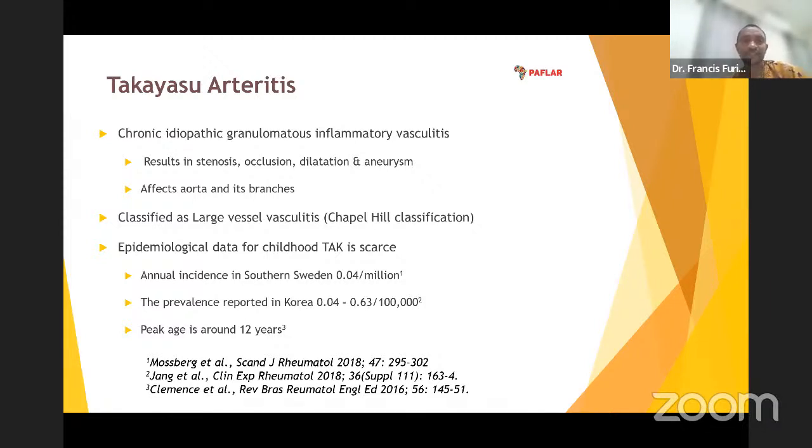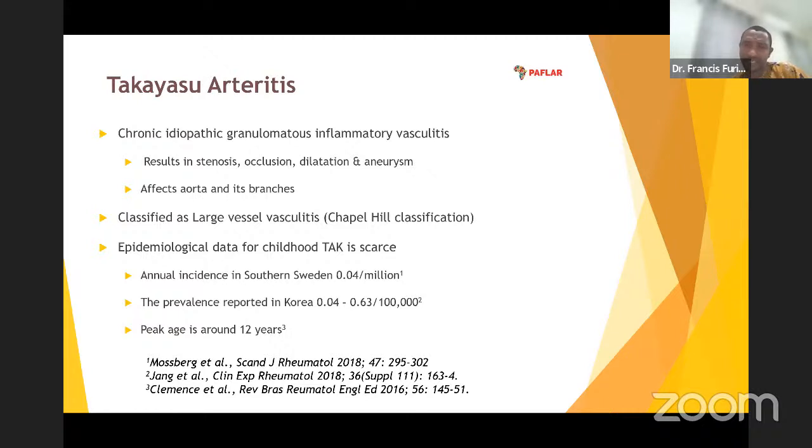that Takayasu arteritis is a chronic idiopathic granulomatous vasculitis, which involves the aorta and its main branches, resulting in stenosis, occlusion, and sometimes you can also get aneurysm. And based on the Chapel Hill classification, this is classified as a large vessel vasculitis.